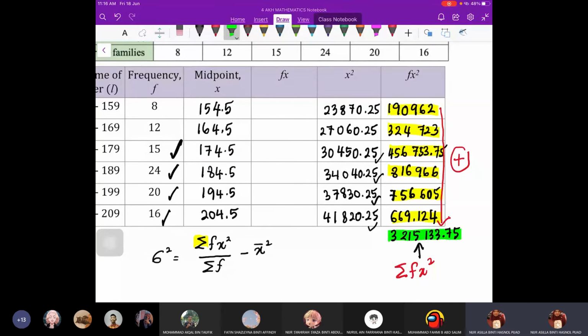Okay, let's look. Total frequency. Total frequency. So ambil je frequency ni plus everything here. So plus. Ini semua.